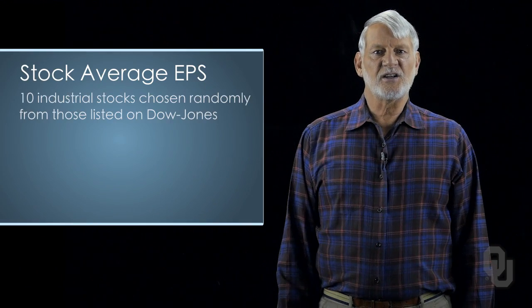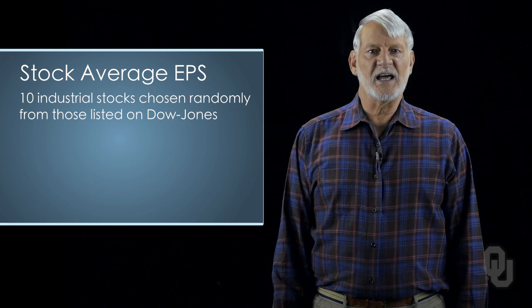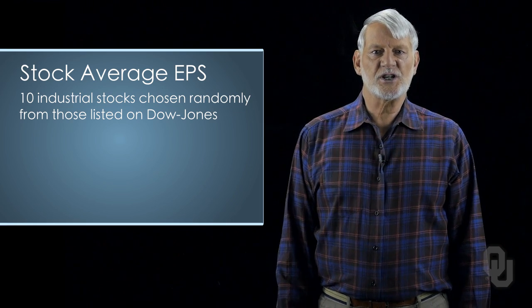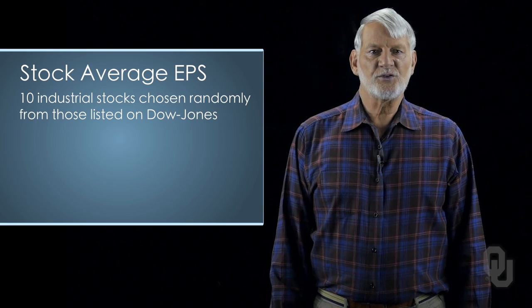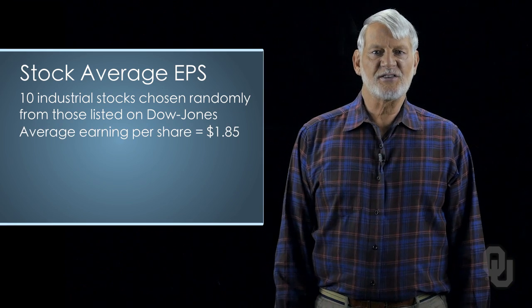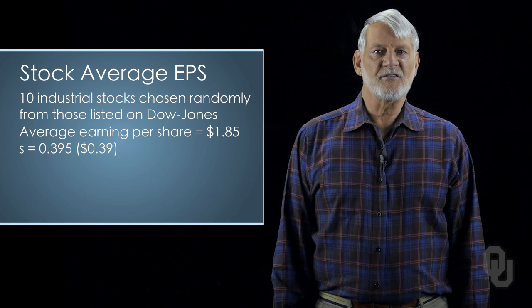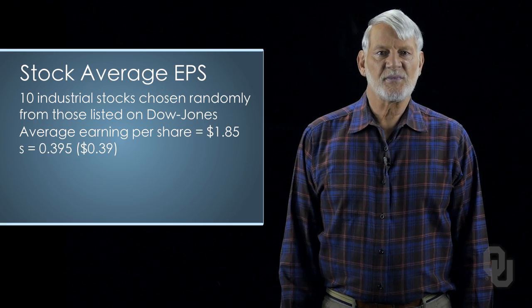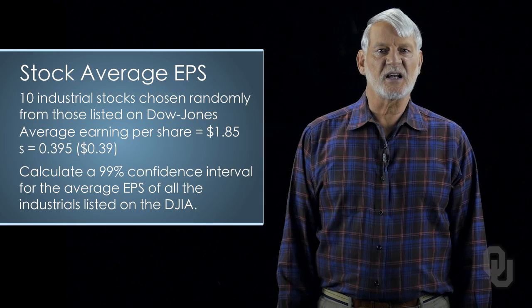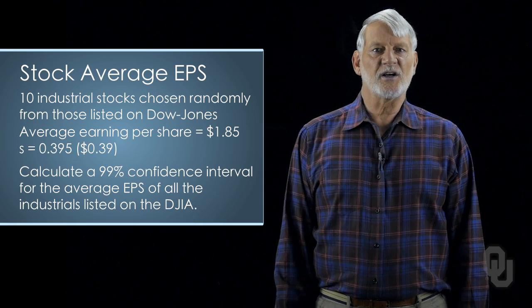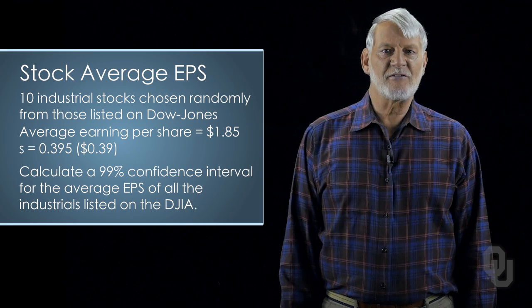From a sample of 10 industrial stocks, randomly selected from those listed on the Dow Jones, the average earnings per share, or EPS, was found to be $1.85, with a standard deviation of 0.395, or about 39 cents. Calculate the 99% confidence interval for the average earnings per share of all industrials listed on the Dow Jones average.